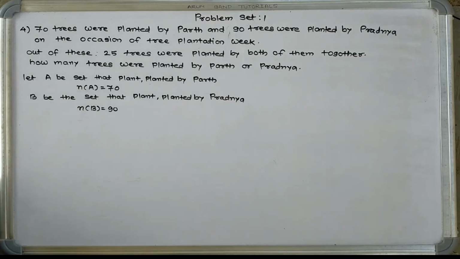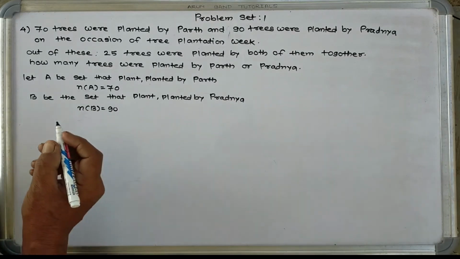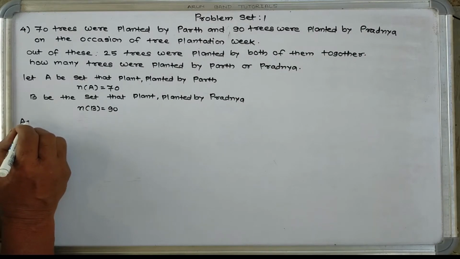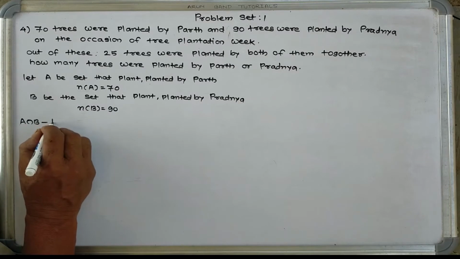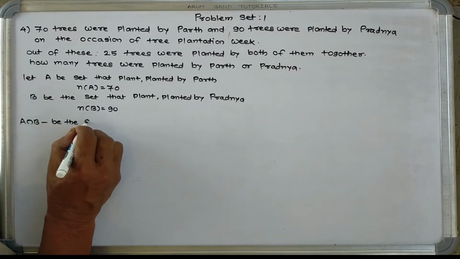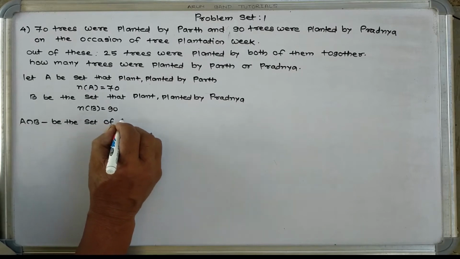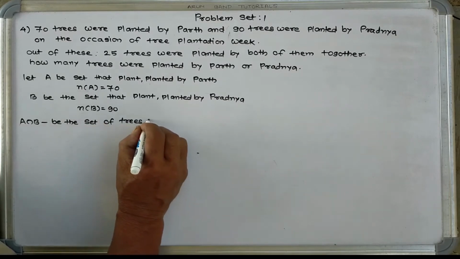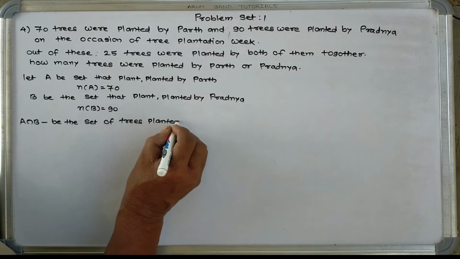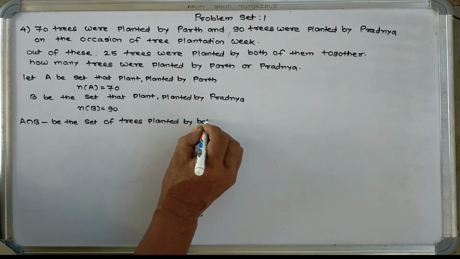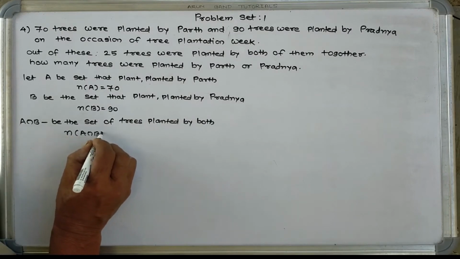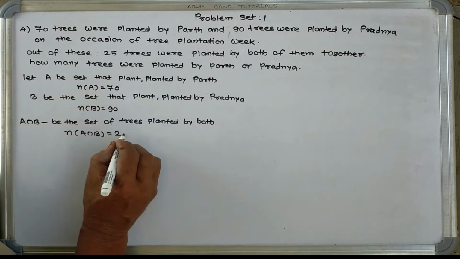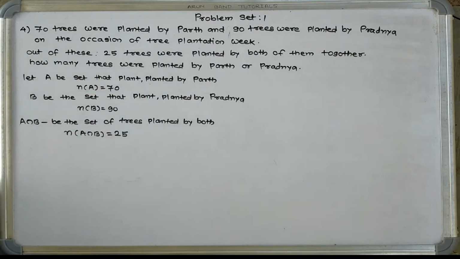Then we are given 25 trees were planted by both. So here A intersection B will be the set of trees planted by both. So n of A intersection B is 25. Now we have to find out the trees planted by Parth or Pradnya.